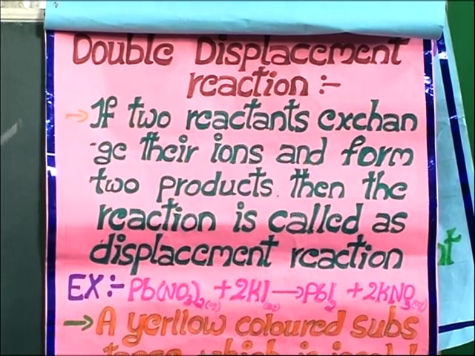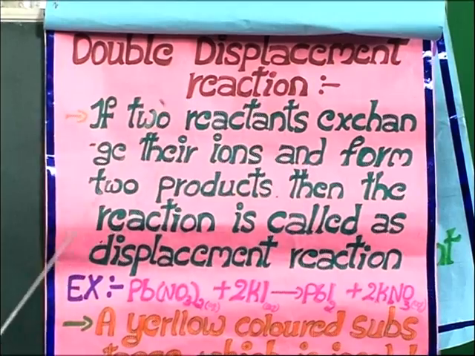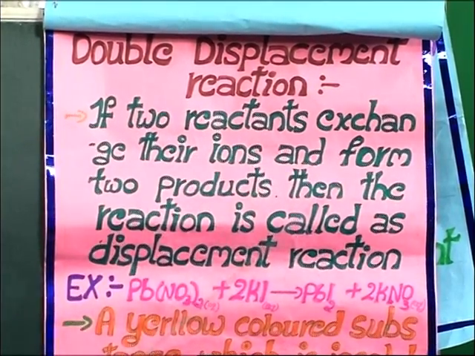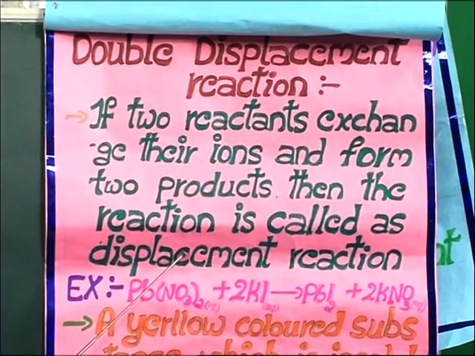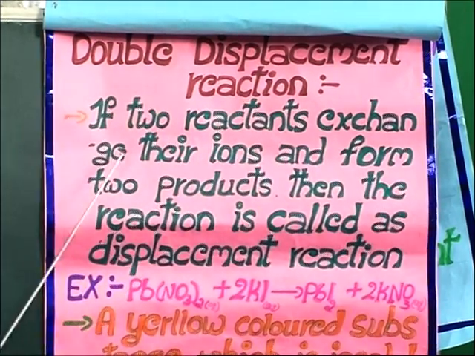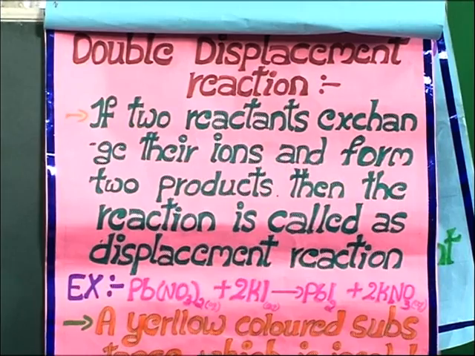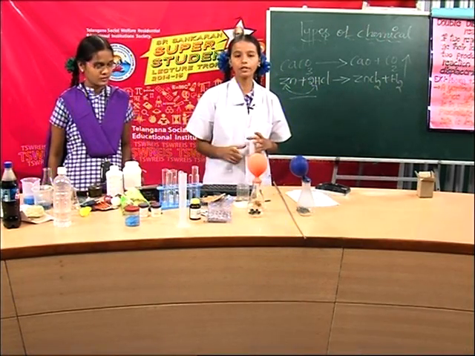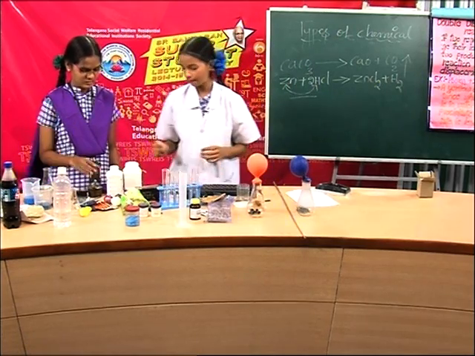See Spheros, the double displacement reaction is nothing but if two reactants exchange their ions and form two products, then the reaction is called a double displacement reaction. Okay. For understanding this double displacement reaction, let us do another activity. Are you interested, Spheros? Yes.